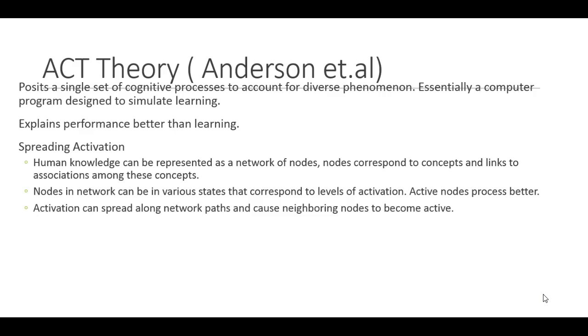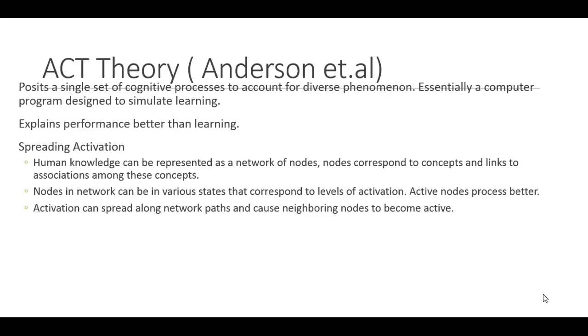Anderson et al. posit that a single set of cognitive processes accounts for all of the learning that happens, and essentially it's a computer program designed to simulate learning, and it tends to explain performance better than learning. So the ACT theory again talks about ACT-R in terms of how we relate propositions. Also, activation theory talks about how these propositions or networks become activated and connect.